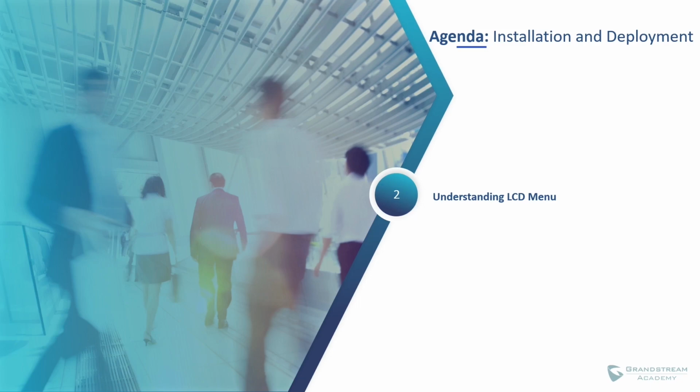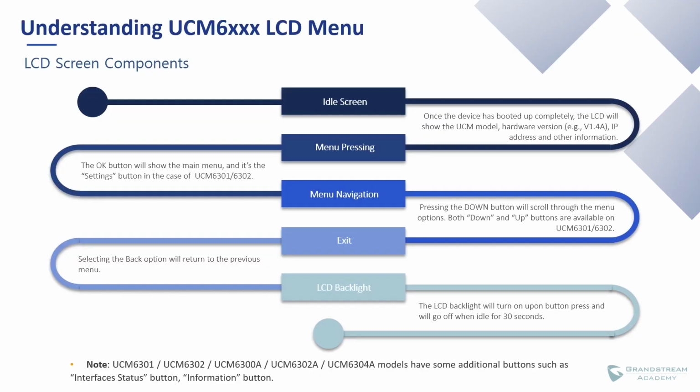We're going to learn in this section about the LCD menu of the UCM models and which settings can be configured from it. The first level is the idle screen. Once the device has booted up completely, the LCD will show the UCM model, hardware version, and IP address. Upon menu key press timeout, which is 15 seconds, the screen will default back to this information. Pressing the down button will show the system time.